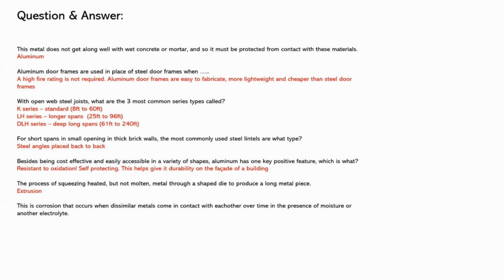This is corrosion that occurs when dissimilar metals come in contact with each other over time in the presence of moisture or another electrolyte. Galvanic action, which we talked about earlier. Are brass and bronze naturally resistant to corrosion? Any of you guys know? Yes, they both are. This is the non-ferrous metal used most often in construction, aluminum.